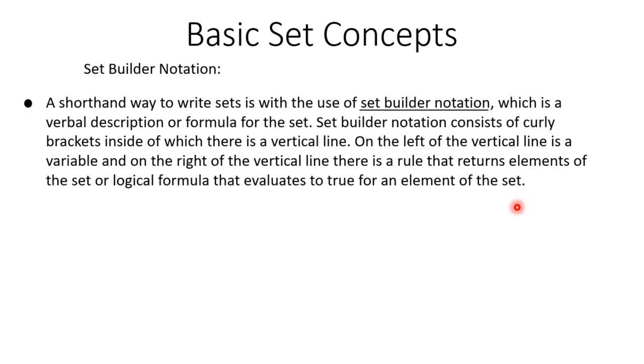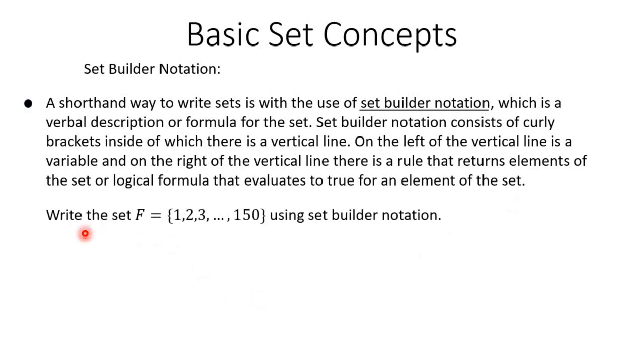All right, so here's an example here. Write the set F of these elements using set builder notation. So this is the roster form. This seems to be just the natural numbers up to 150, because it's 1, 2, 3, and then ellipses, meaning you continue counting with just the counting numbers, but then it ends at 150.